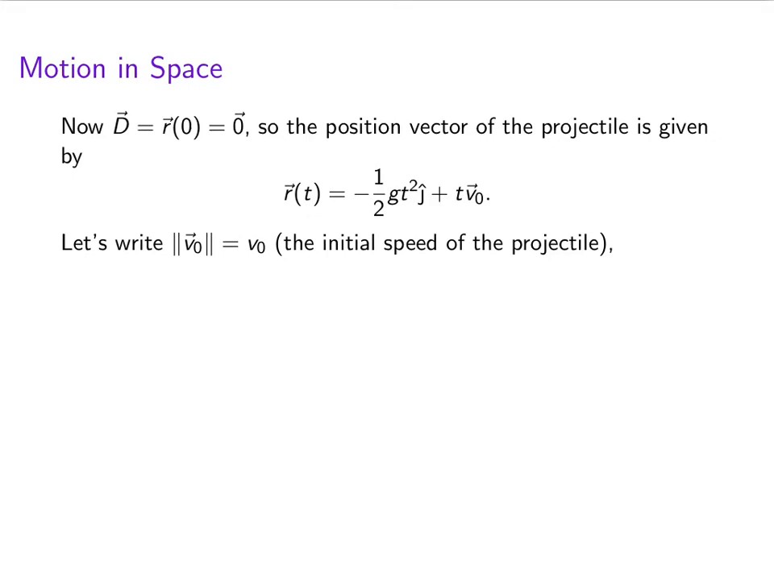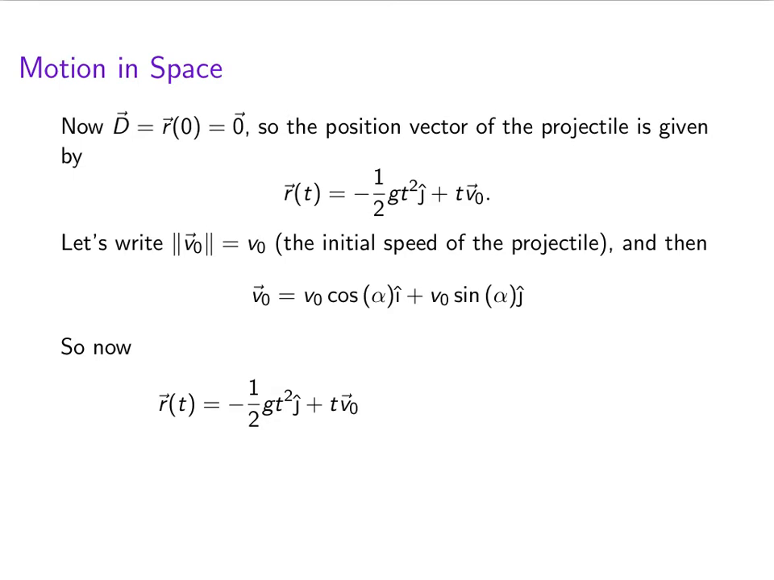So now let's say that the initial speed of the projectile is v naught without a vector symbol. And let's say that v naught can be decomposed into i and j components as v naught cosine alpha i plus v naught sine alpha j. Alpha is the initial launch angle of the object. So we have r of t is equal to minus 1/2 gt squared j plus tv naught. Now we're going to plug in the expression that we just wrote down for v naught. If we do that, then we get this.